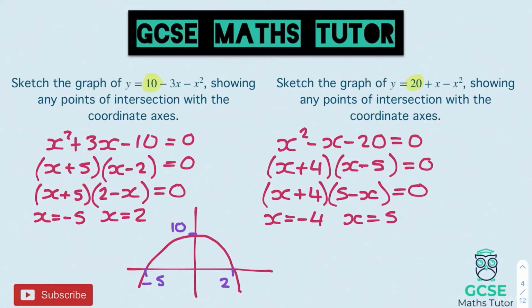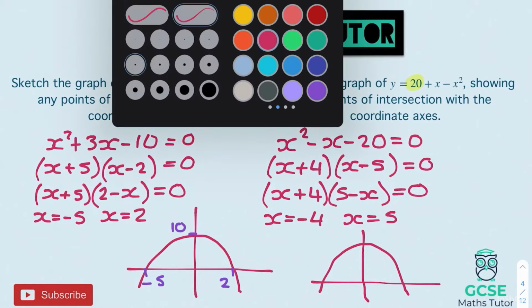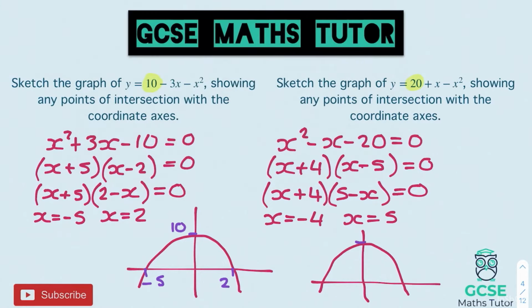And then again we can draw our sketch. I'm going to draw a bit of a smaller one here. So -4 and 5. There we go. And let's just label those on. The y-intercept was 20. And then we've got -4 and 5. So there we go, that's how you factorise, solve and sketch a negative quadratic.